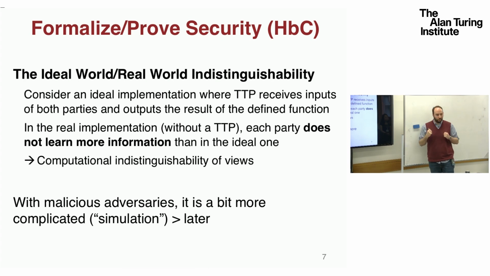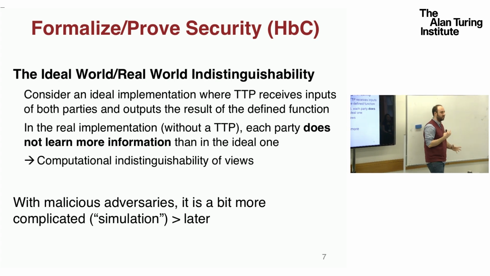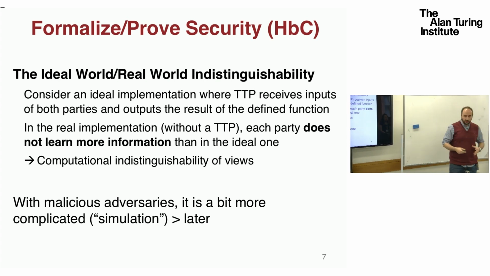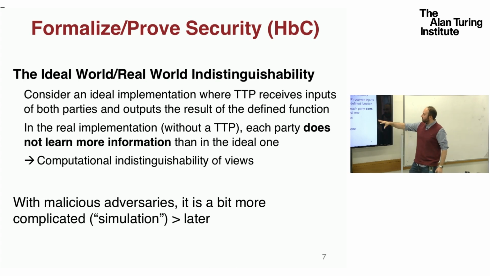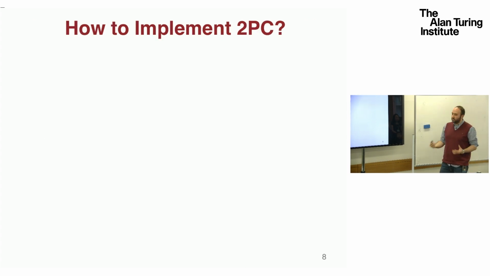This is really for cryptographers. So here you actually have to simulate and you have to extract inputs. So it's a little bit more complicated. But more or less, this ideal world indistinguishability still holds. Okay. So now, how do we implement these protocols?